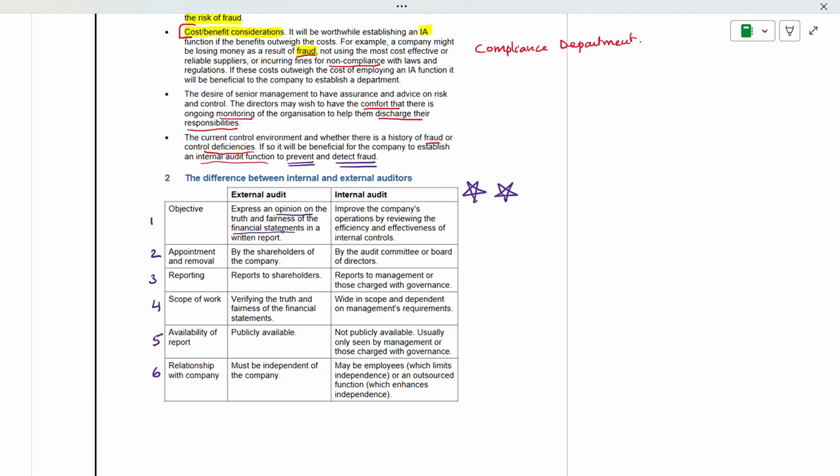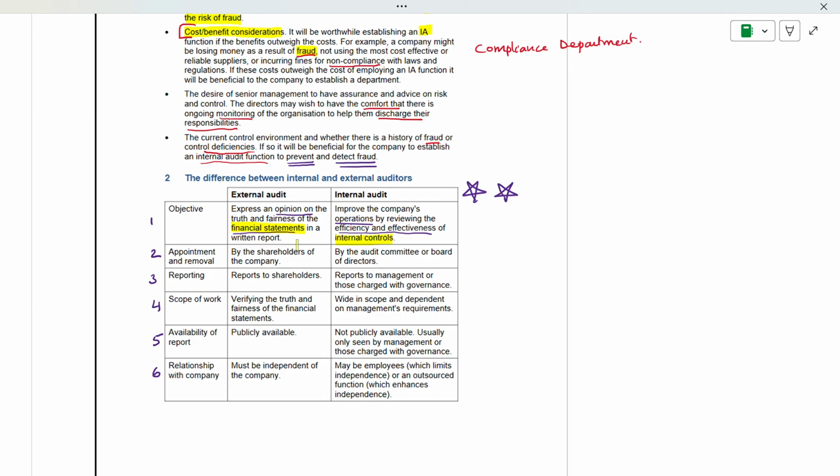Internal audit will improve the company's operations by reviewing the efficiency and effectiveness of internal controls. Very simple. External auditors talk about financial statements. Internal auditors talk about the internal controls. There are 3 points minimum. You should keep it in mind. If it is given for 5 marks, write 5 points, 5 differences. If it is given for 3 marks, write 3 differences.